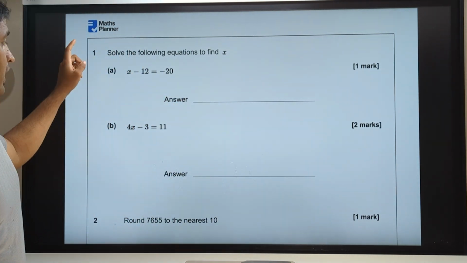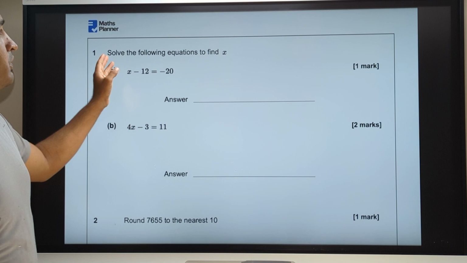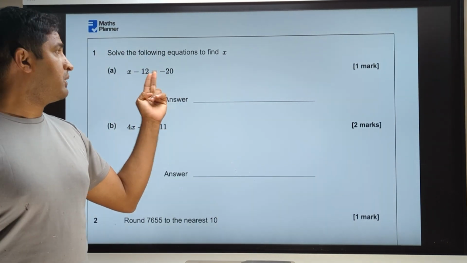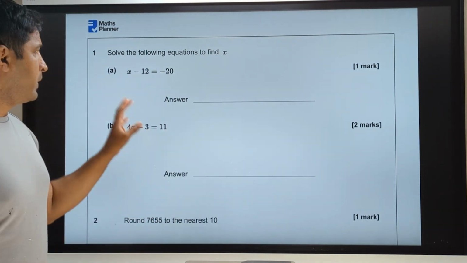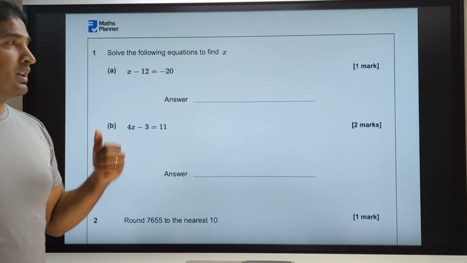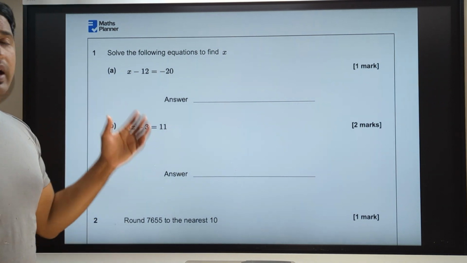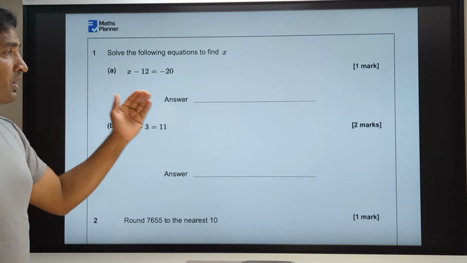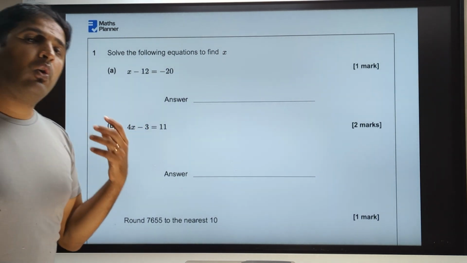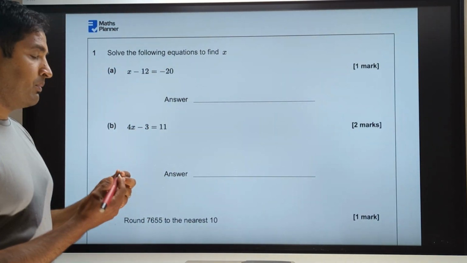Let's get started. The first question says solve the following equation to find x: x take away 12 is equal to negative 20. You can always guess: something take away 12 gives you negative 20, so that something has to be negative 8. Or we can do the same thing to both sides of the equal sign and solve it. Even when you get a decimal or fractional answer, you can always manage to solve it.